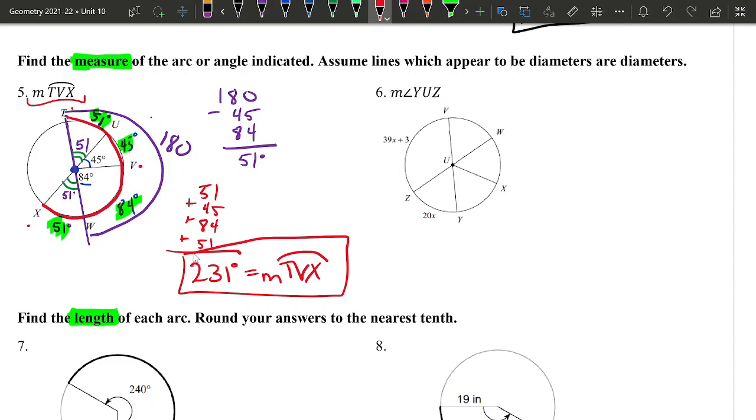All right, so then on number 6. This time I'm looking for an angle. Find the measure of angle YUZ. So find Y, here's Y, U, Z. All right, so this is the angle that I'm looking for, right there. I know that the central angle, and I know it's a central angle because the vertex of the angle is in the center of the circle, is equal to the measure of the arc. But for the arc, all I have is 20x. So I know it's 20x, but that kind of helps me, but not exactly all the way.